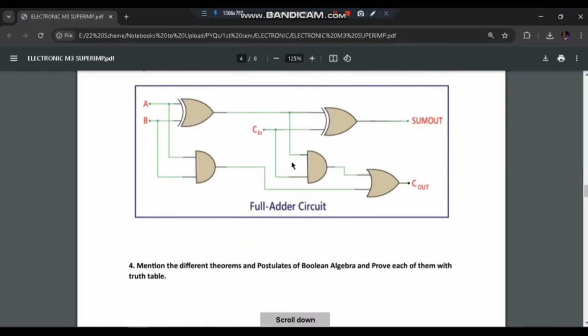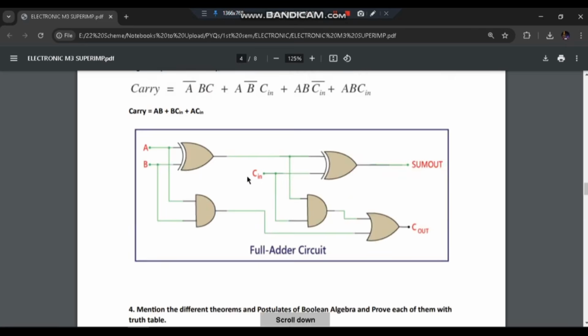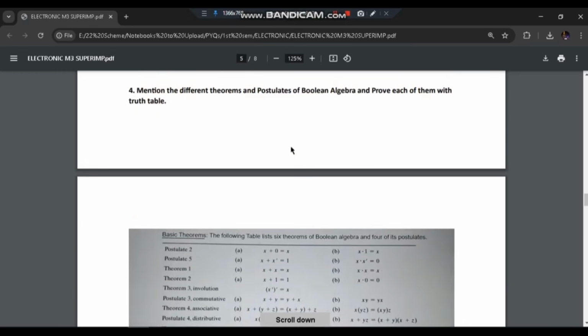Okay, this will be the circuit diagram for the full adder. Okay, these two expressions you have to write, and this is the circuit diagram you have to write for the full adder, and the truth table also, about how it was there. Okay, so these are the things you need to write for the full adder.